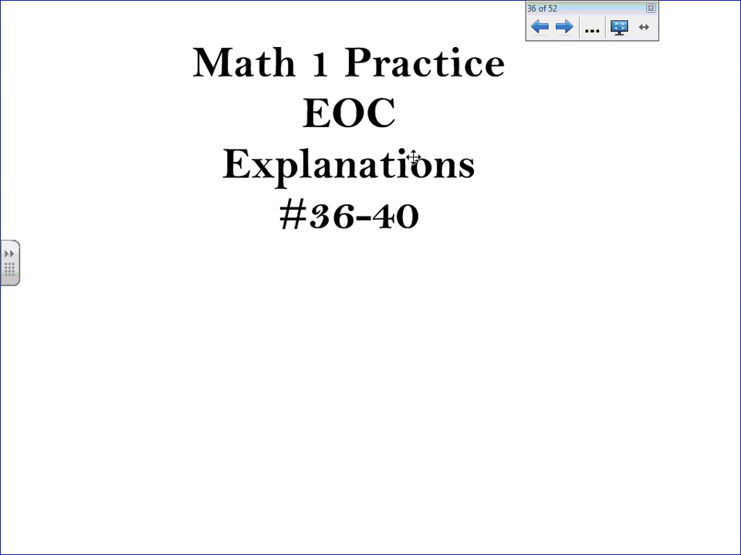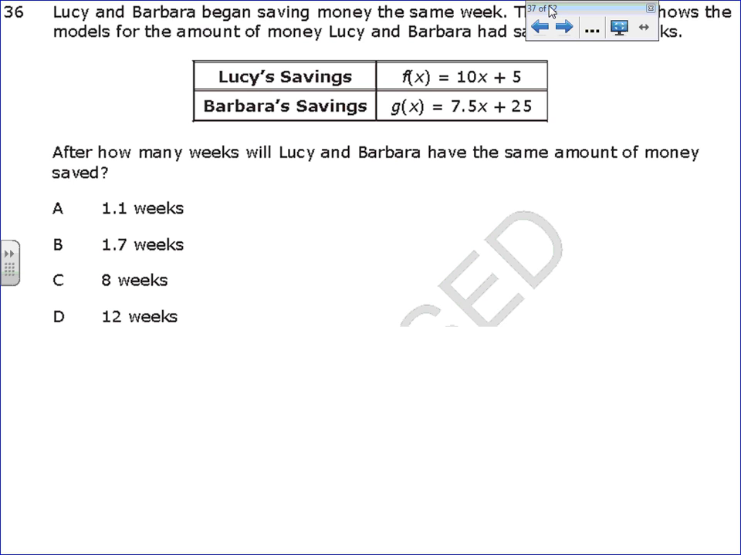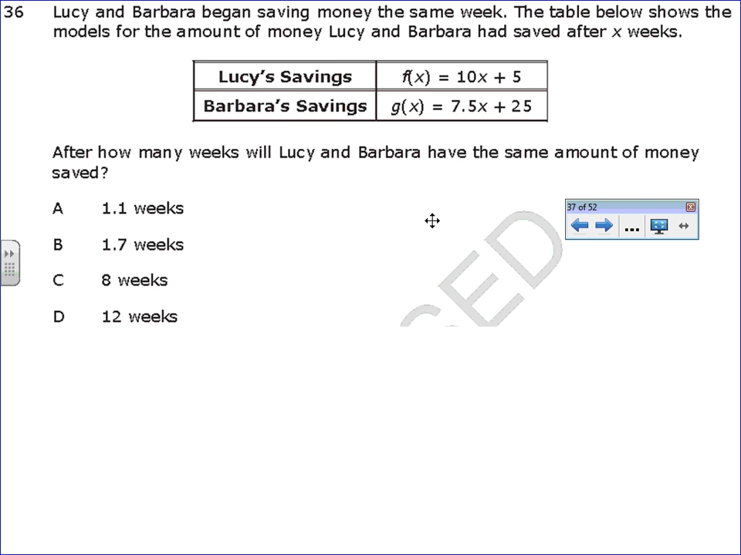In this video, we are going over the Math 1 Practice EOC problems 36 through 40. For number 36, it says Lucy and Barbara began saving money the same week. The table below shows the models for the amount of money Lucy and Barbara had saved after x weeks. After how many weeks will Lucy and Barbara have the same amount of money saved?